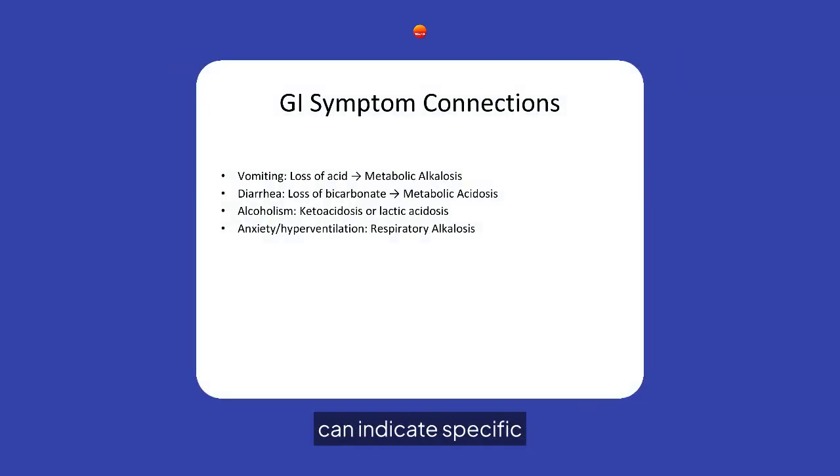Gastrointestinal symptoms can indicate specific acid-base imbalances. Vomiting leads to metabolic alkalosis due to acid loss, while diarrhea causes metabolic acidosis from bicarbonate loss. Alcoholism can result in ketoacidosis, and anxiety-induced hyperventilation may cause respiratory alkalosis.